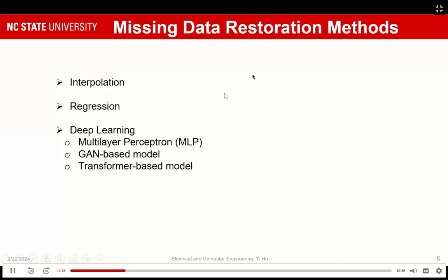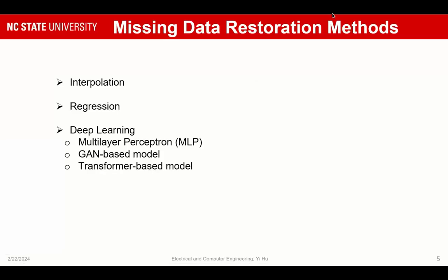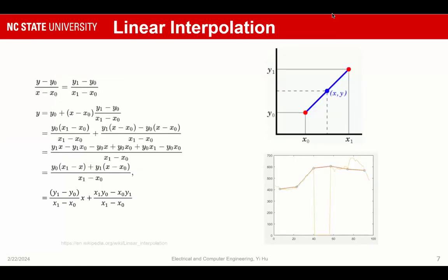So the main part of this lecture is I'm going to introduce some methods to do missing data restoration. There are three categories. The first is the basic interpolation methods, the second one is regression based, and the third one is more advanced technologies that use deep learning models. There are three specific models inside it that I'm going to introduce. So let's go into the first one, interpolation.